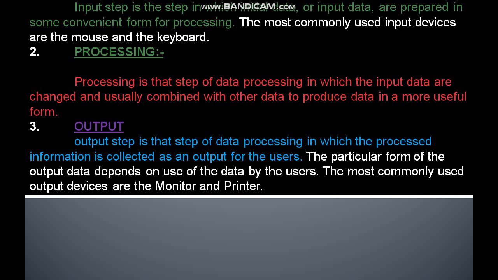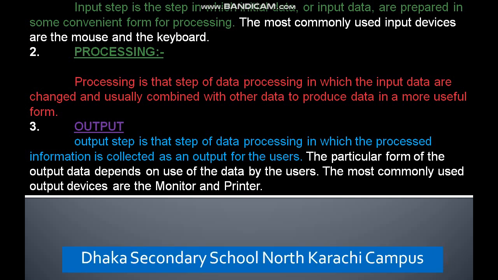Input is the step in which initial data or input data are prepared in some convenient form for processing. Processing is the step of data processing in which input data are changed and usually combined with other data to produce data in a more useful form. Output step is that step of data processing in which the processed data information is collected as an output for the user.